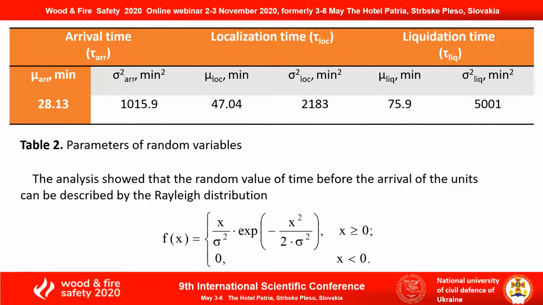In order to determine the laws of distribution of random variables of arrival, localization, and liquidation time, values were divided into n intervals of minimal and maximum time for histogram construction. Data analysis allowed us to obtain the value of mathematical expectation and variance for the three random variables, which are presented in Table 2. The analysis showed that the random value of time before the arrival of the units can be described by the Rayleigh distribution.